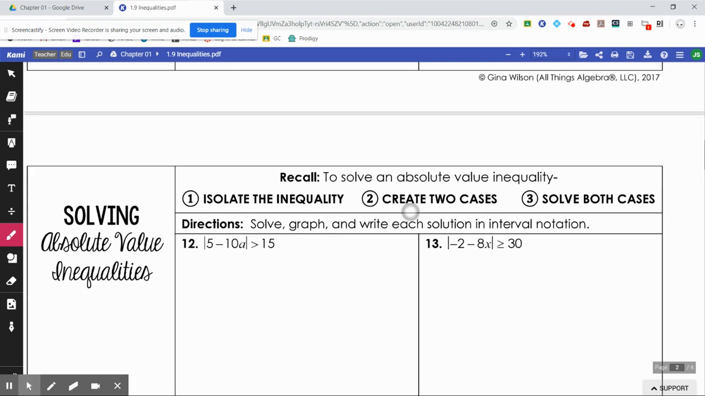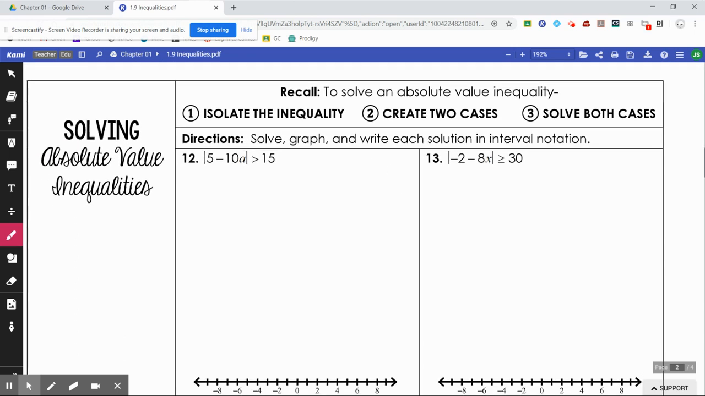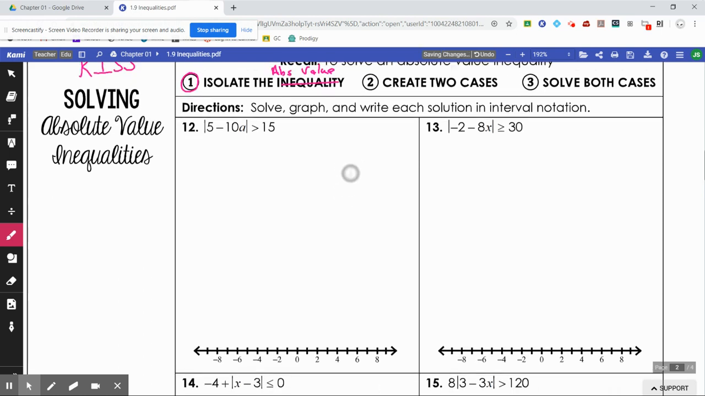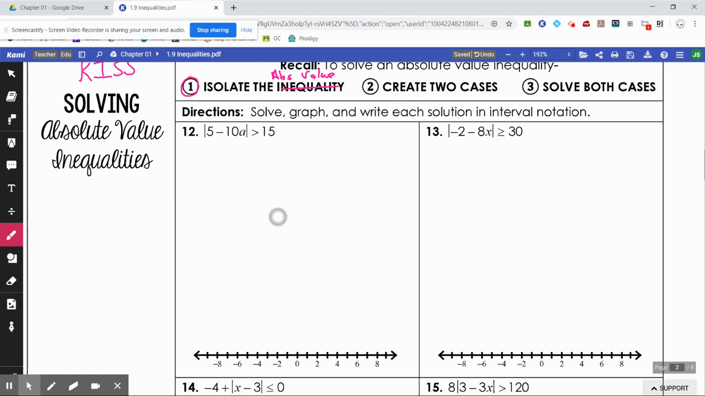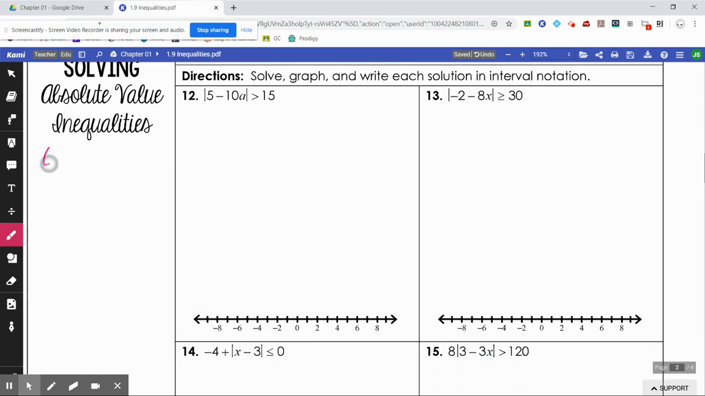Okay, number 12. We actually have a different set of directions here. We're solving absolute value inequalities. Now, here's how we solve absolute value inequalities. Step number one, we isolate the absolute value. We're isolating our absolute value bars. We're going to create two cases, and we're going to solve both cases. Now, this is where we're going to use the KISS method. And we'll talk about what KISS means in just a second. So, step number one, let me remind you of something else. For all greater than or equal to's, greater will be or statements.